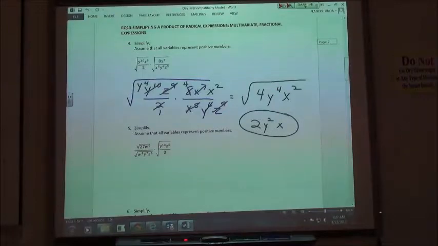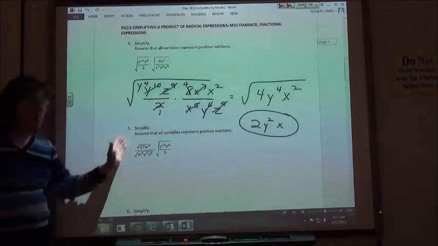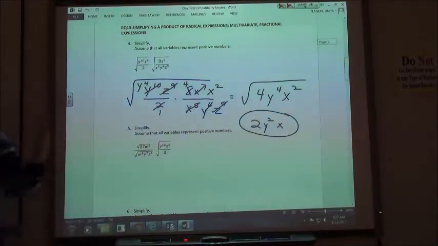Again, they want to get across on the next one here that even though these are two separate square roots, I could write it as one big square root and put it all together. So since everything's under square roots, I would treat it just like the whole thing was under one big square root and go ahead and do my reducing. So what can I do with number 5?